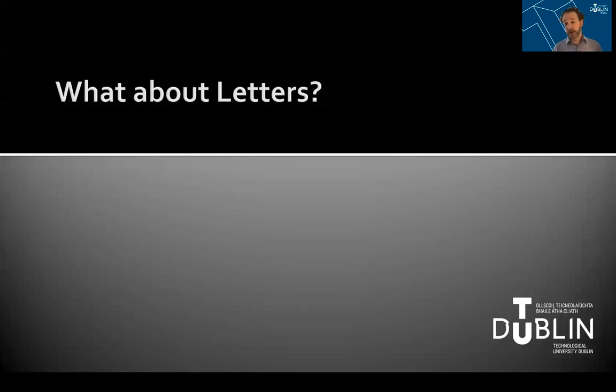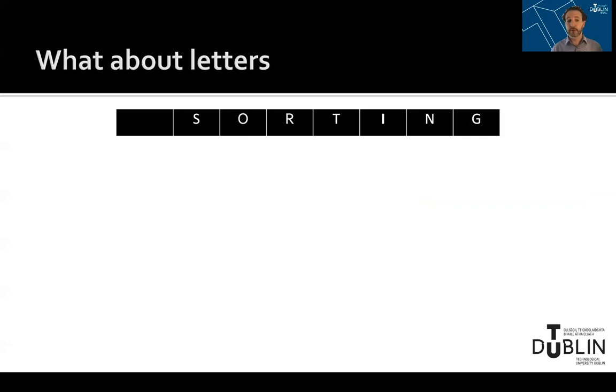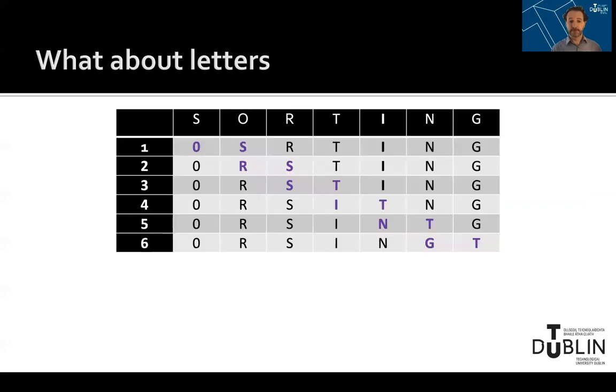These algorithms work perfectly fine for letters as well. Let's talk about word sorting. What we do is we start with S and O and we put them in order. The largest letter goes next. Then we go to the next one, R and S, largest letter goes next. S and T doesn't change because T is the largest letter. Then I and T, T is the largest letter, and so forth. And that's a first pass.